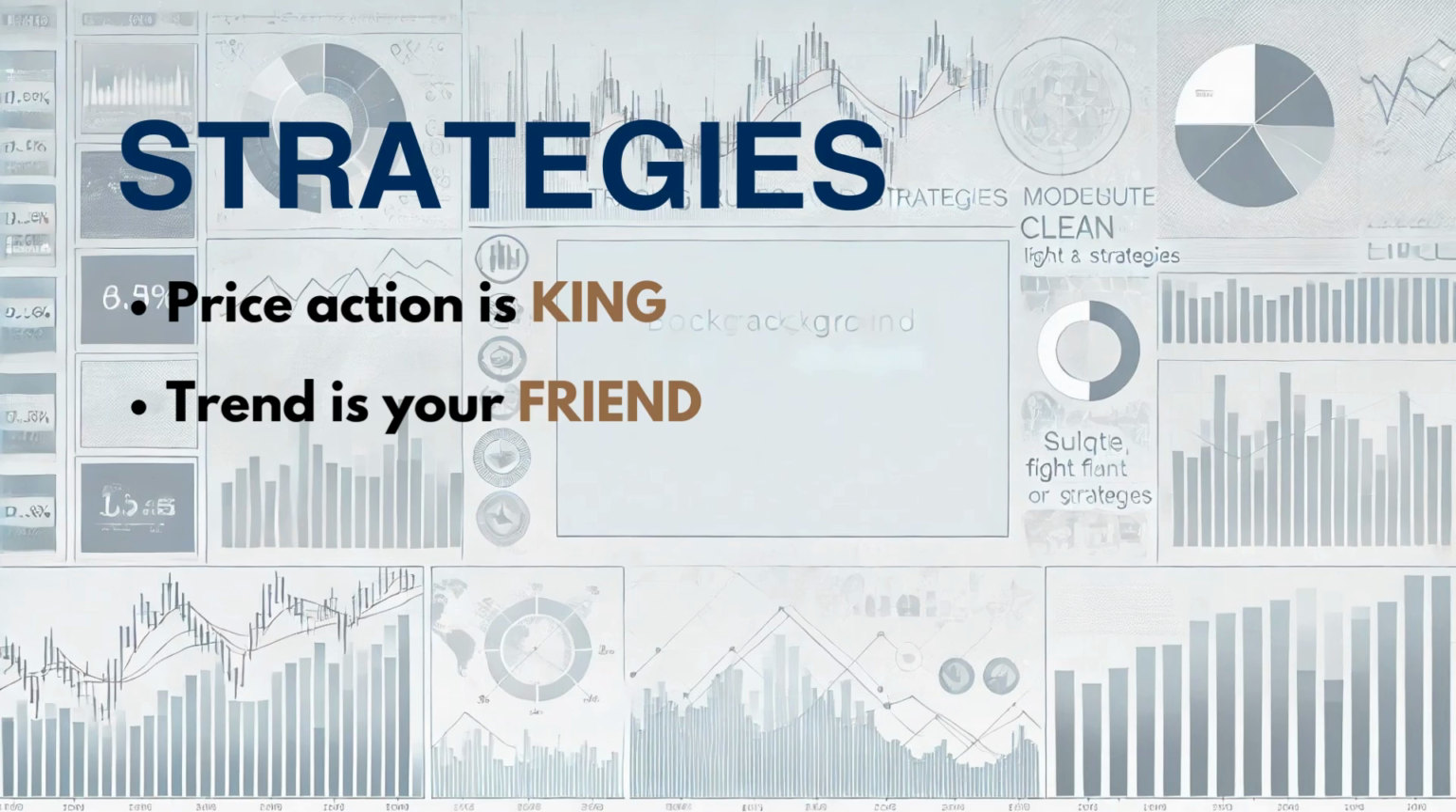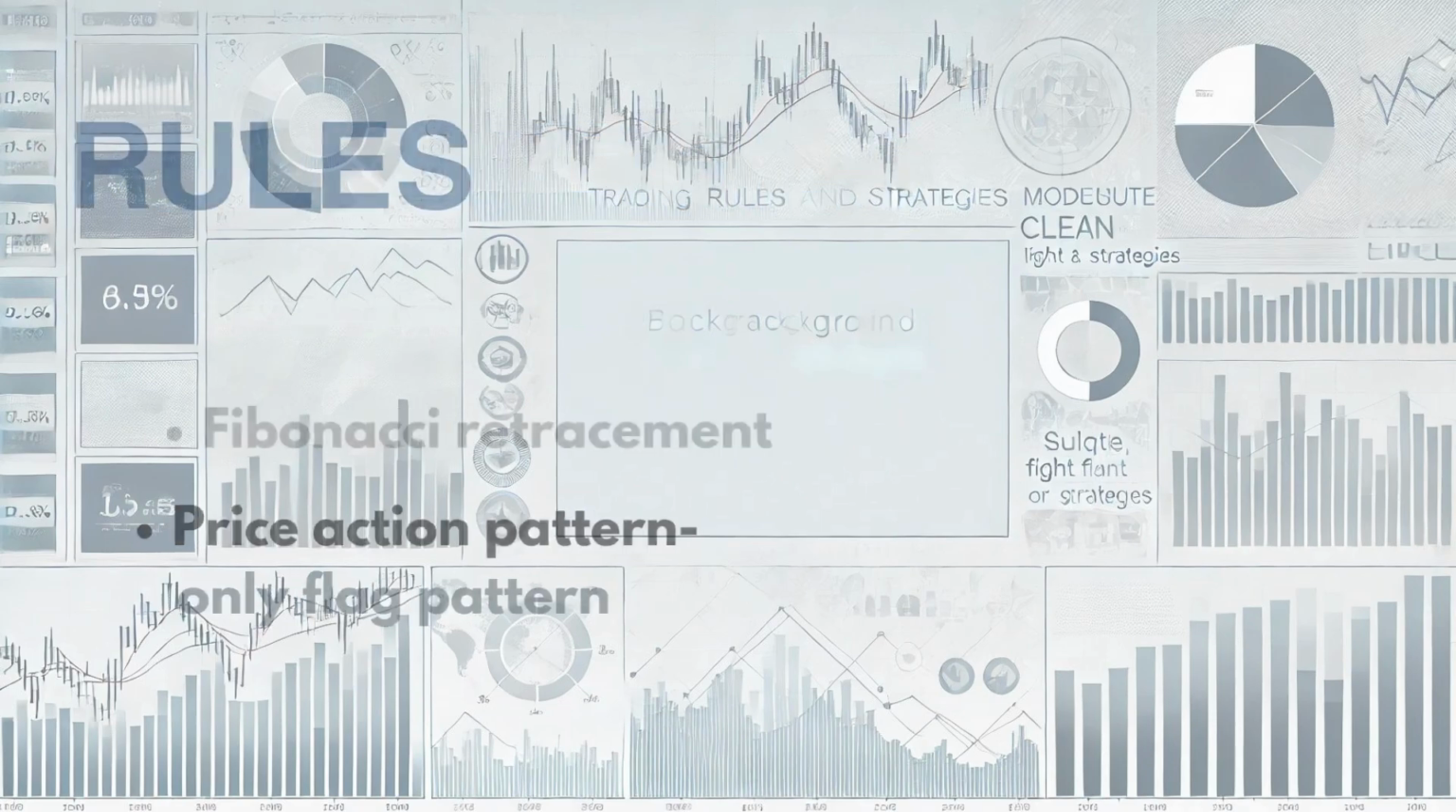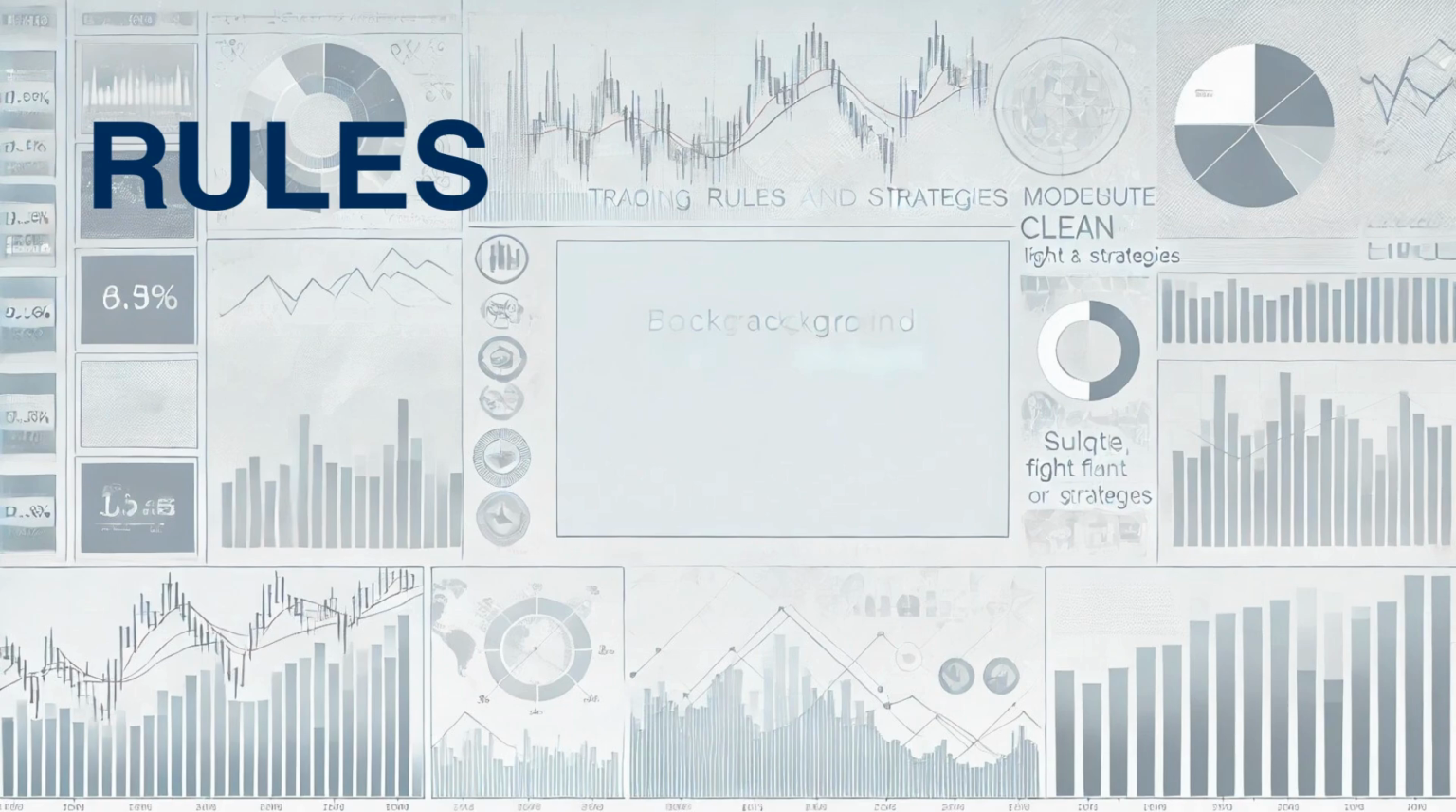So, let's talk about my strategy. I keep it simple with price action and Fibonacci retracement. In terms of price action patterns, I primarily focus on flag patterns. That's really the essence of my strategy. Now let's move on to rules. My rules are based on solid risk management principles. Here's how I planned it.